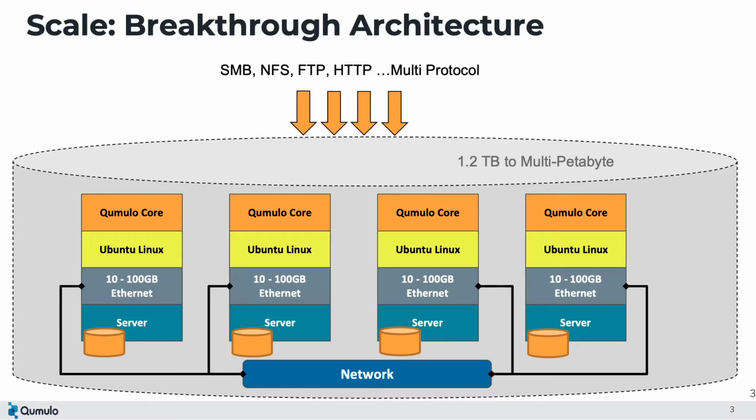Qumulo not only works in the cloud, it also works on premise. It's typically deployed on x86 servers, which have internal drives to store the data. We have a network that's needed to connect all the nodes to each other for fast communication and data exchange. We run a stripped-down version of Ubuntu Linux, currently 18.04, the long-term support version. And then we run our Qumulo core file system on top of it.